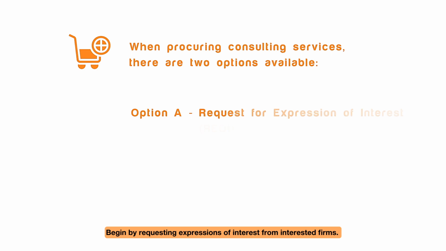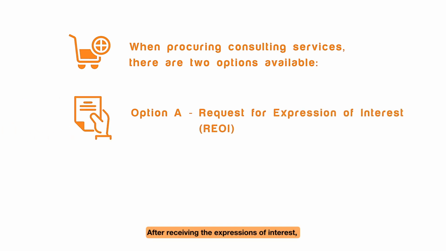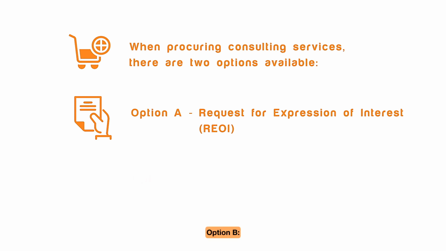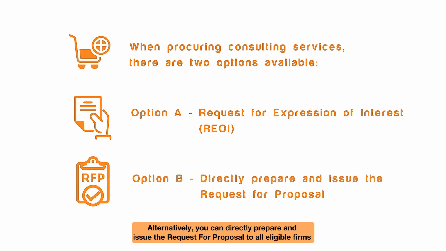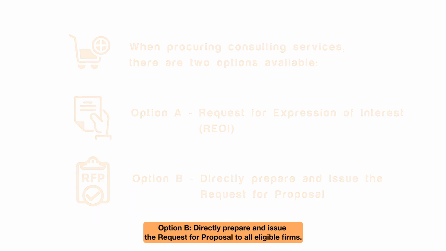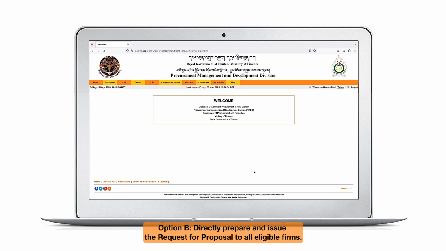Option A. Begin by requesting expressions of interest from interested firms. After receiving the expressions of interest, you can then shortlist the firms and issue a request for proposal to those shortlisted firms. Option B. Alternatively, you can directly prepare and issue the request for proposal to all eligible firms, without requesting expressions of interest.